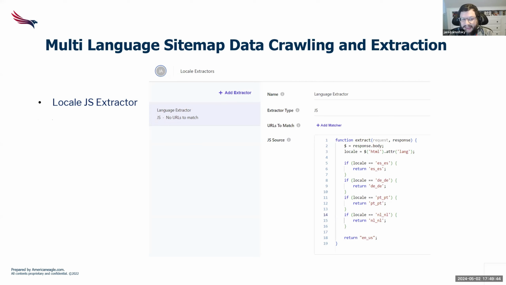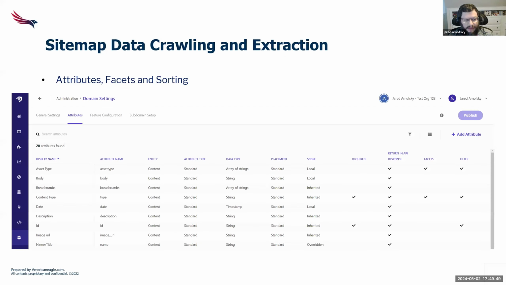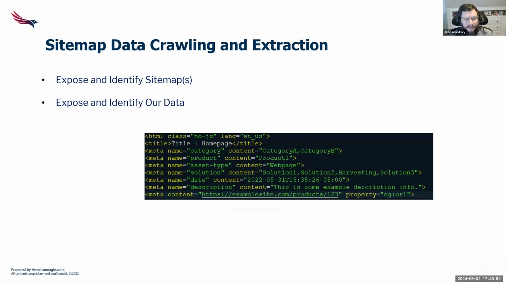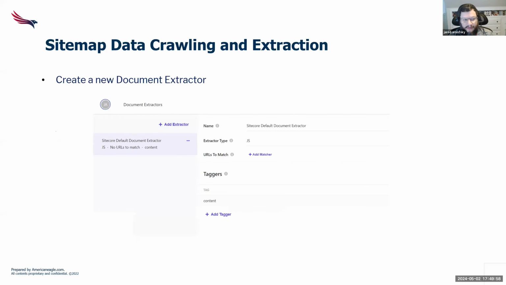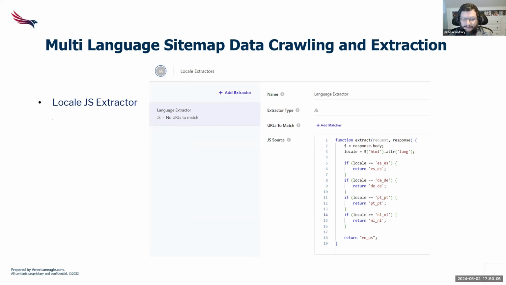So all we're doing here is, if you remember, I'll go back really quick. We set the language in a meta tag. See, it says lang equals enus. So when we are here in our extractor, it's the same $ equals response.body. It's the same thing that we're extracting from to get our data. And we're just saying the locale equals the HTML, look for the attribute called language. And then we have some logic in here that says if it's ESES, set it to ESES. We did it this way just so we could have a fallback if you don't find a match.